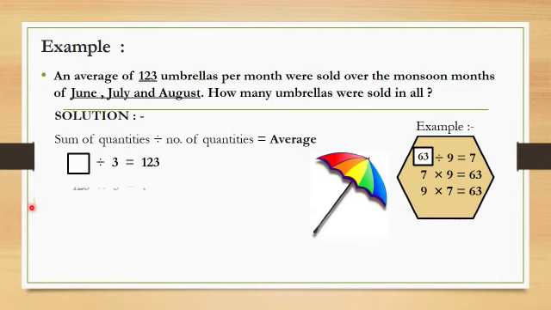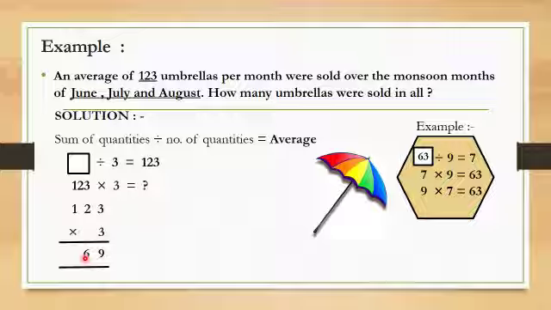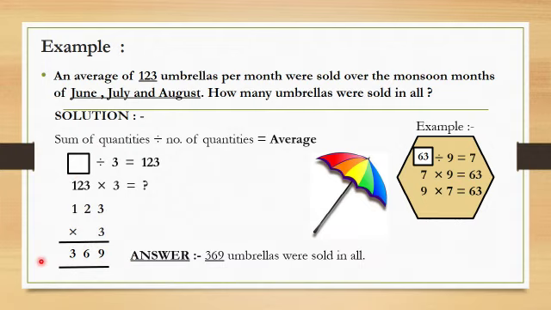Now the next step we have to do is multiply. 123 into 3 will give you the dividend, which is the sum of quantities. Now let us do the column method of multiplication. We will multiply 3 3s are 9, write it over here. 3 2s are 6, 3 1s are 3. So the answer is 369. Now this 369 is the sum of quantities which we have found out. So the answer statement is 369 umbrellas were sold in all.